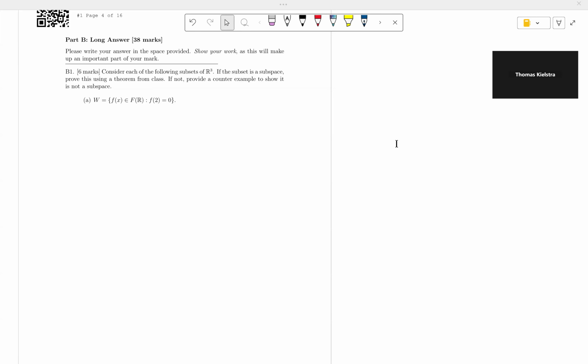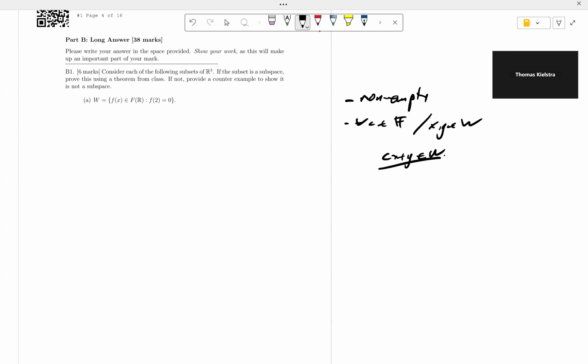In B1, we are given a subset of functions from different vector spaces, and we're asked to show if it forms a subspace. So here, when showing whether or not it forms a subspace, we've got two conditions. We've got non-empty, and for all c in F and x, y in W, cx plus y is in W.